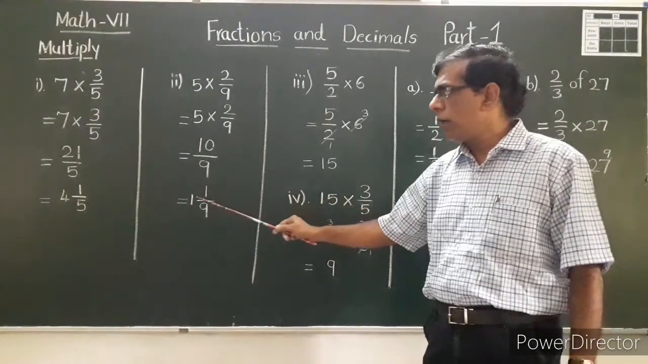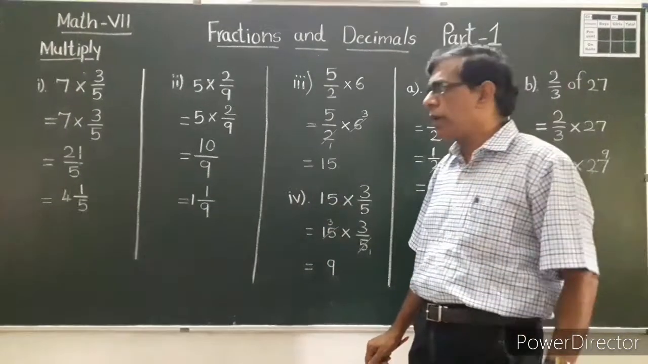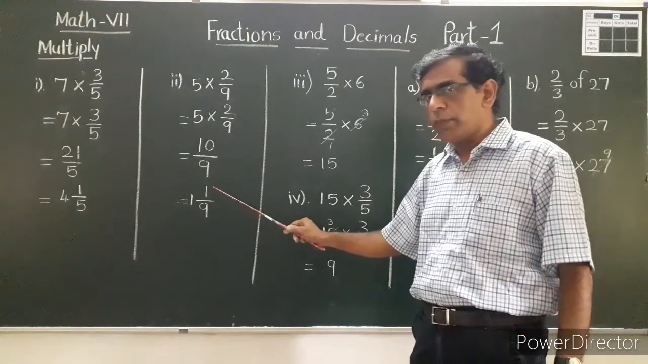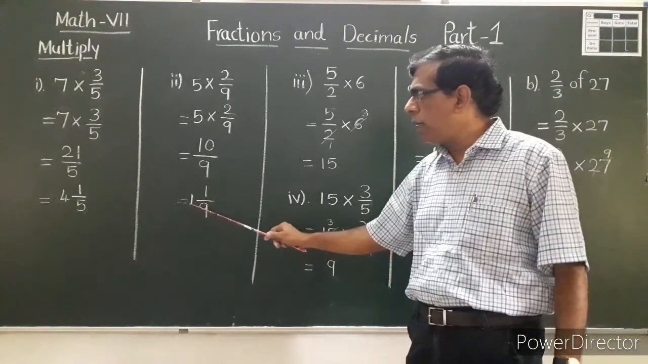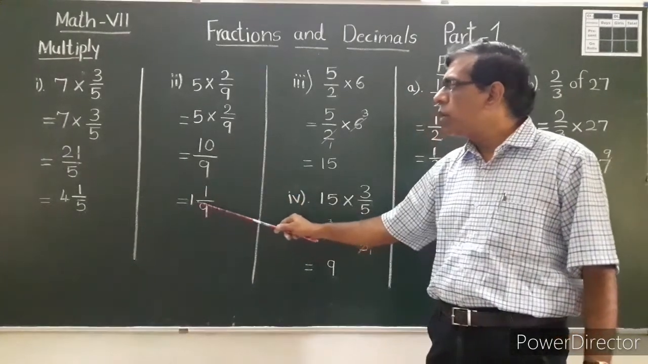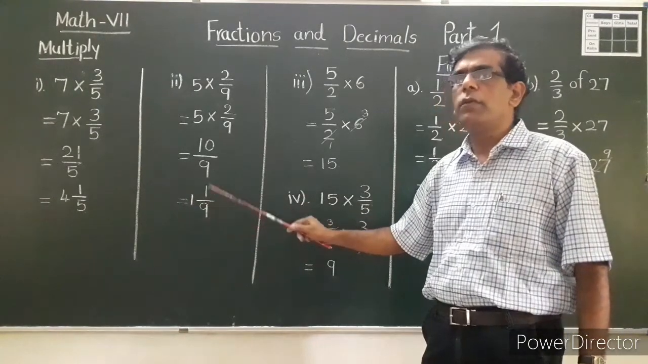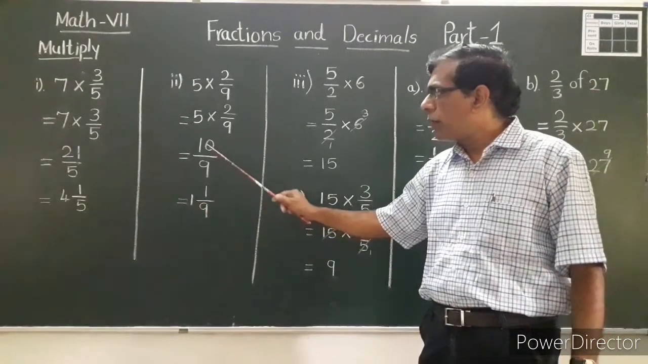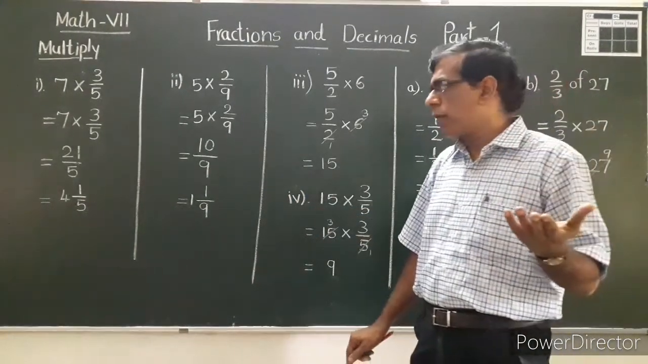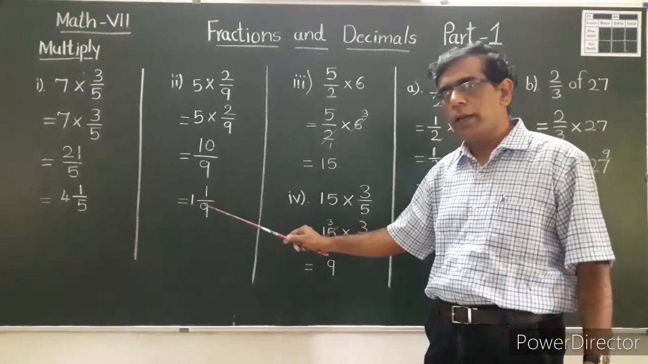9 ones are 9, 10 minus 9, again 1 remainder. So that one comes to the numerator place. 9 ones are 9, 9 plus 1 is 10, 10 by 9. Here, 1 is a natural number and 1 by 9 is a proper fraction. So 10 by 9, when we convert the improper fraction into a mixed fraction, the answer is 1 1 by 9.